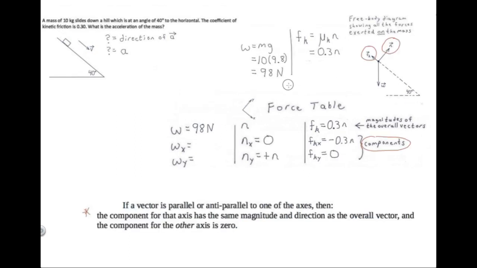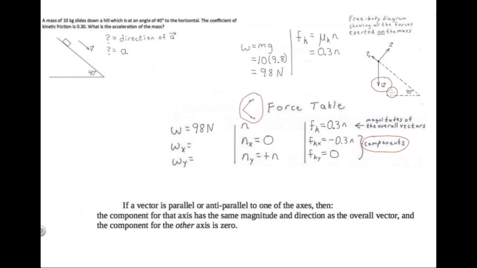The normal force is parallel to the y-axis. The kinetic friction force is anti-parallel to the x-axis. So we can use this rule to break the normal force and the kinetic friction force into components. The normal force points in our positive y direction, so n sub y is positive. The kinetic friction force points in the negative x direction, so the x component of the kinetic friction is negative. Include a plus sign in front of the positive component because that will help you to remember to include the crucial negative sign in front of the negative component.